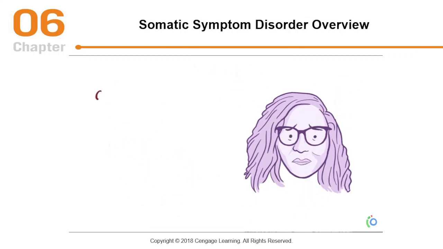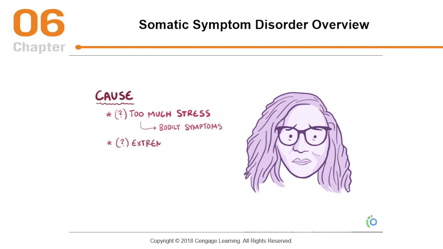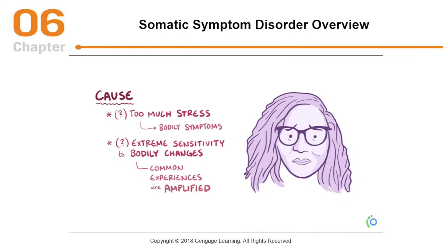Historically, it was thought that somatic symptom disorder was the result of a person having too much psychological stress, and that excess stress bubbled over and led to bodily symptoms. A current theory, though, is that individuals with this disorder are extremely sensitive to changes in their bodies, and that common experiences like indigestion might be amplified in these individuals. One everyday example of this would be how different individuals might perceive the same amount of spiciness very differently. For some people, it's tasty, and for other people, the exact same amount of spice is perceived as pain.